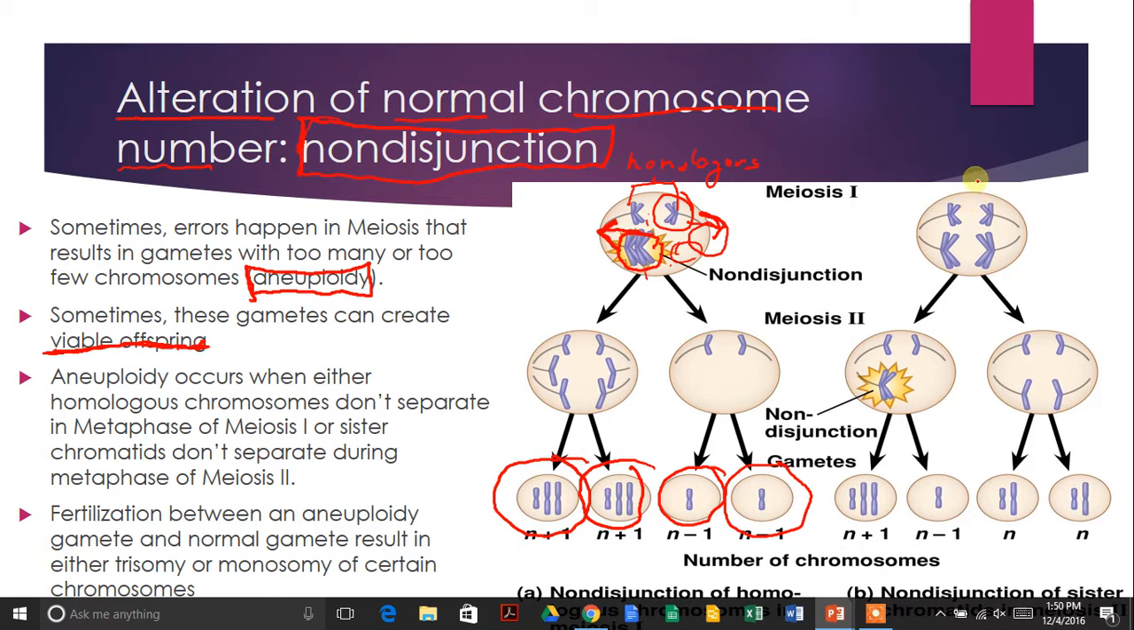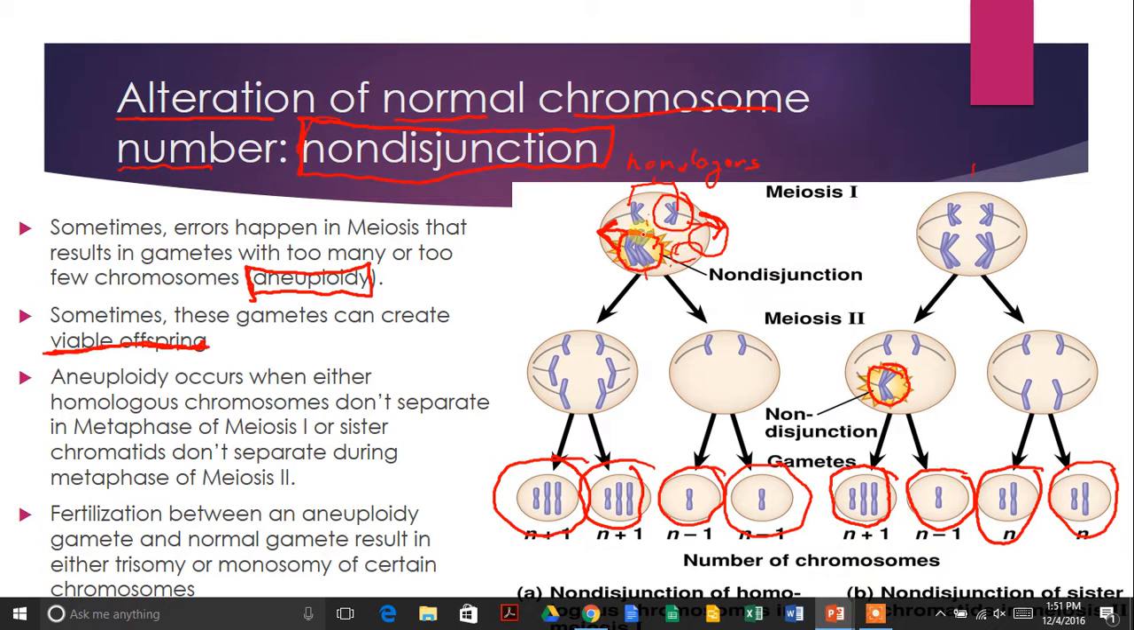Another way: things can go normally in meiosis 1. However, in meiosis 2, sister chromatids sometimes don't get pulled apart. And so you end up with some gametes that have one too many chromosomes, some gametes that have one too few chromosomes, and you also get some gametes that have a normal number of chromosomes.